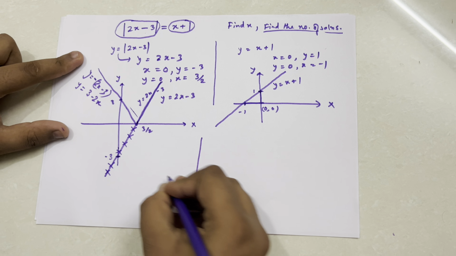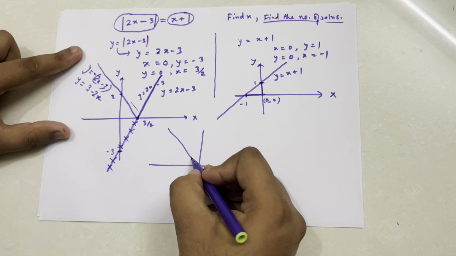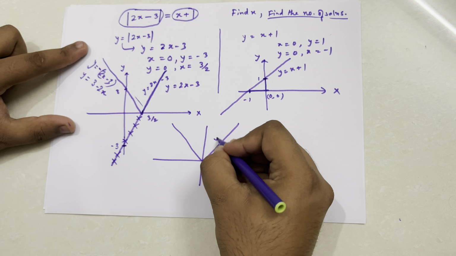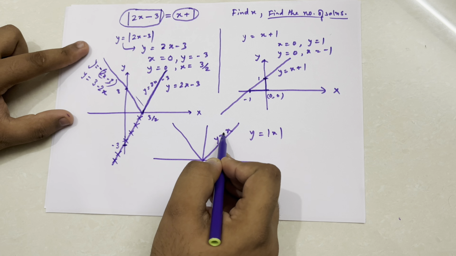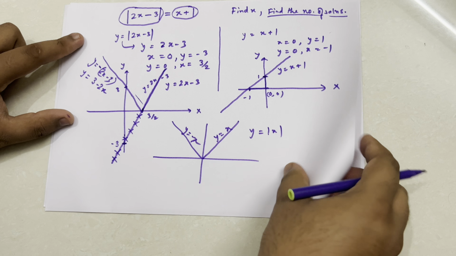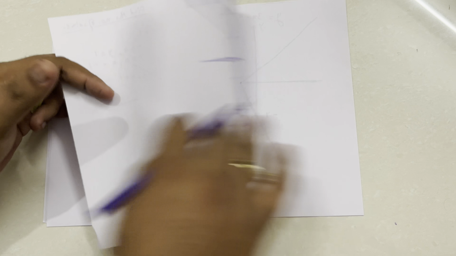So I'll tell you what. Say for example, this is y is equal to mod x, right? This is y is equal to mod x. This line is y is equal to x. Just a minus sign comes for this. So this is y is equal to minus x. It is very simple. So we saw earlier examples. Let me show you that.